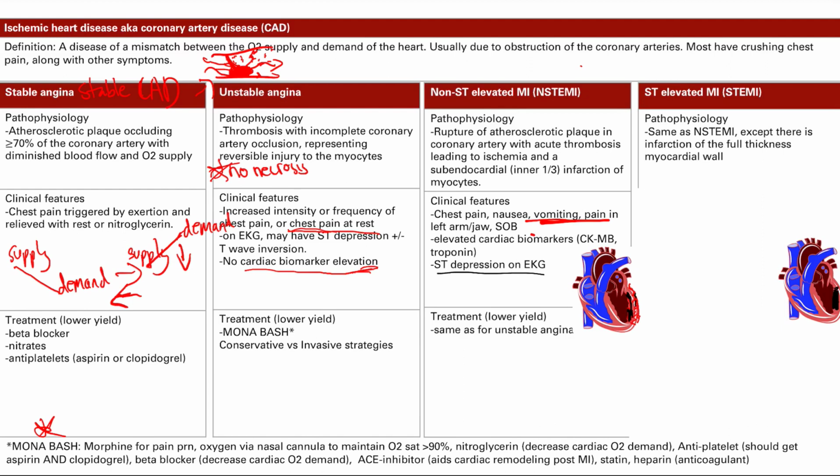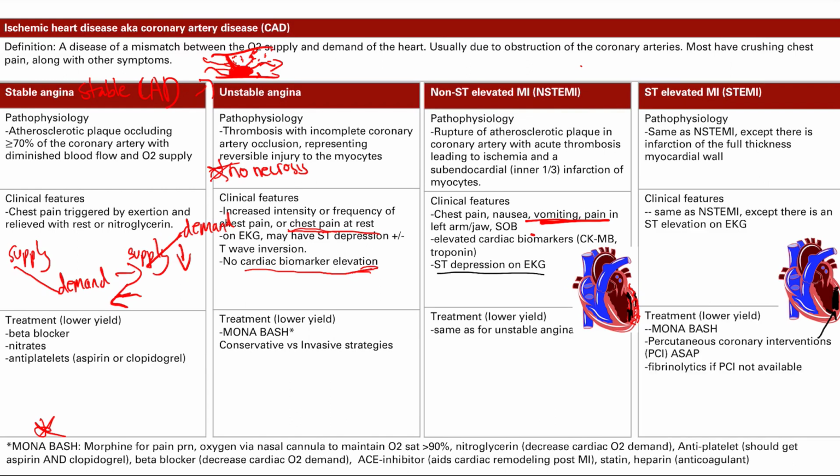And what's going to happen to the cardiac biomarkers? Those are going to go up. And then, finally, this is an ST elevation in the EKG. Because, like I said, the whole wall is going to die. So it's not working, so you get ST elevation. Treatment here, MONABASH again, as always. And you want to do a percutaneous coronary intervention, PCI, as soon as possible.